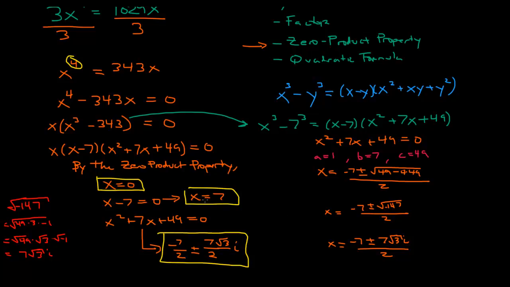So we have 2 real solutions, 2 imaginary. Sometimes you will only be looking for the real solutions. But if not specified, we're looking for all solutions, which would include 0, 7, and these 2 imaginary, or complex solutions down here.